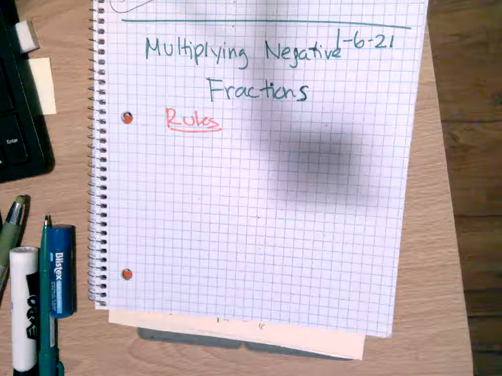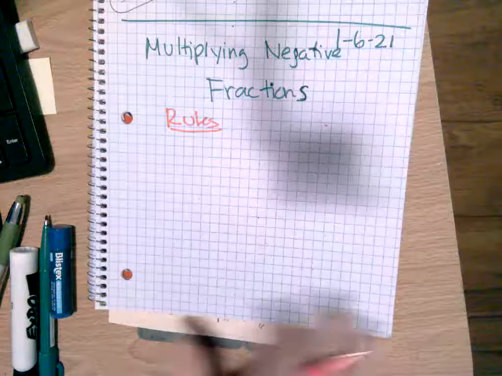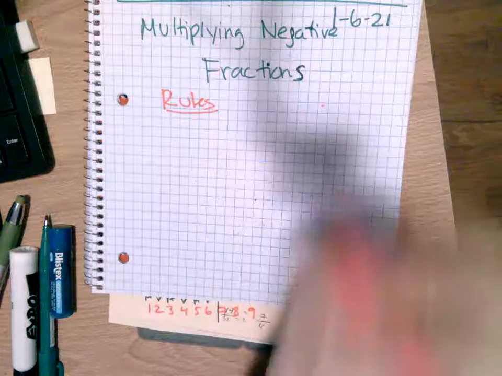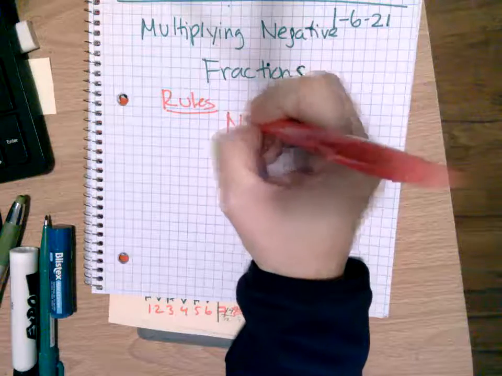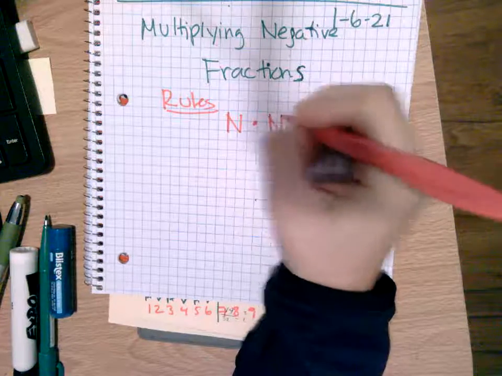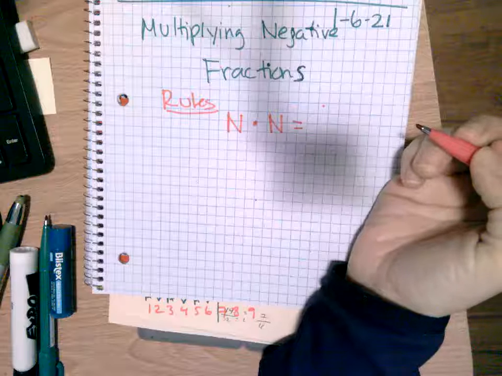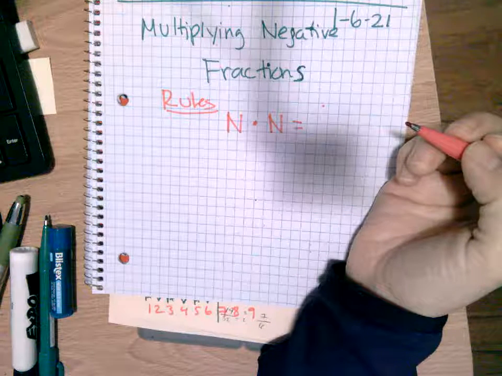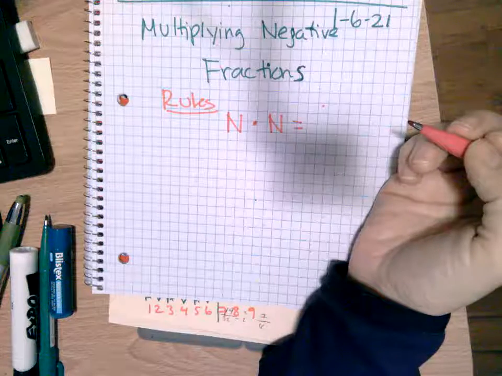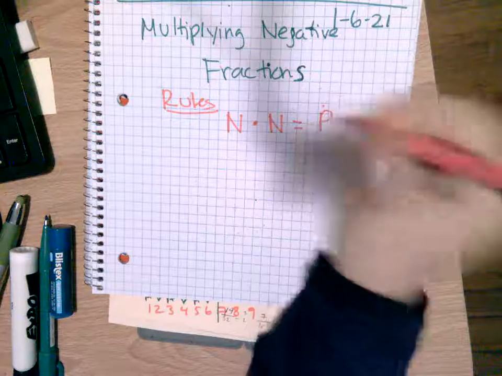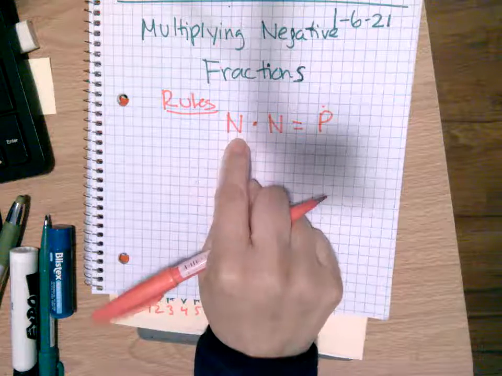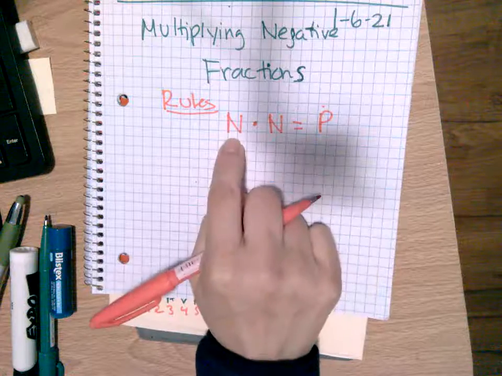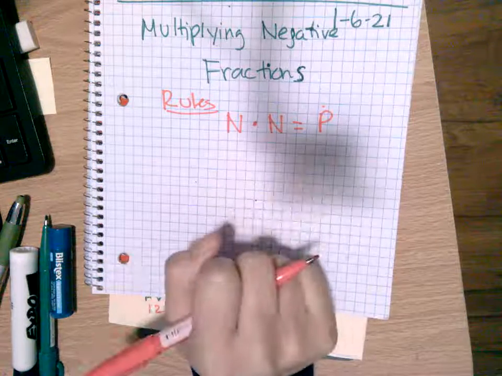Negative fractions, negative decimals, negative numbers, anything. Okay, so if I have a negative times a negative, what does that equal? Positive? Yep, very good. A positive. So the N stands for negative, the P stands for positive. So a negative times a negative is equal to a positive.